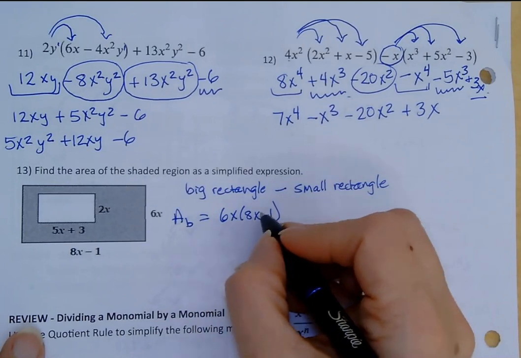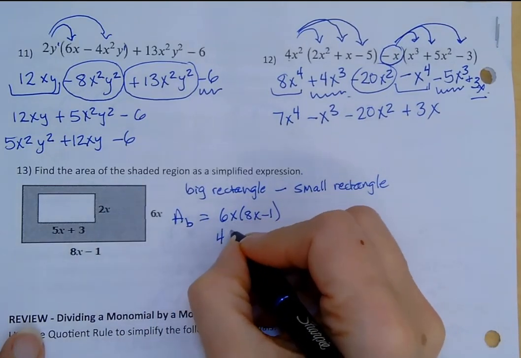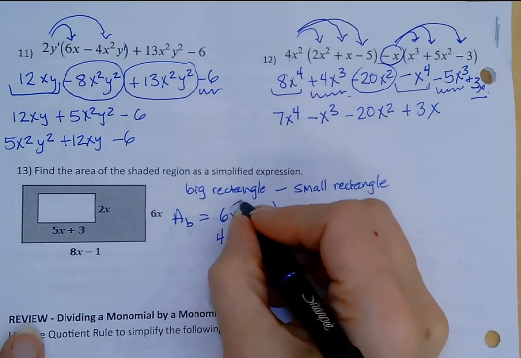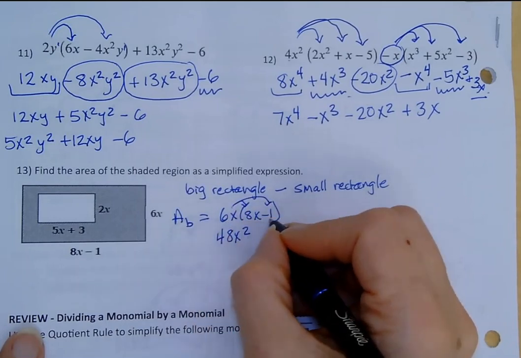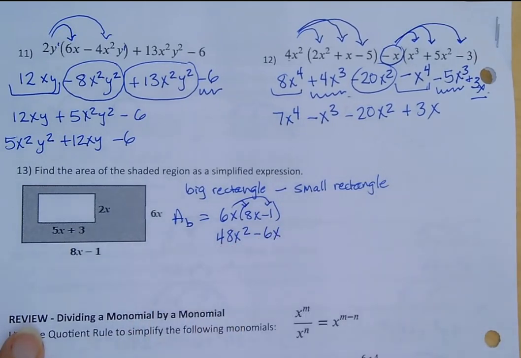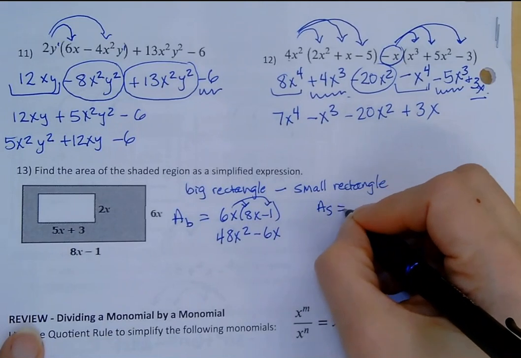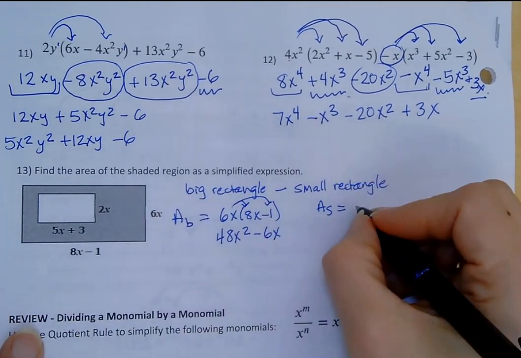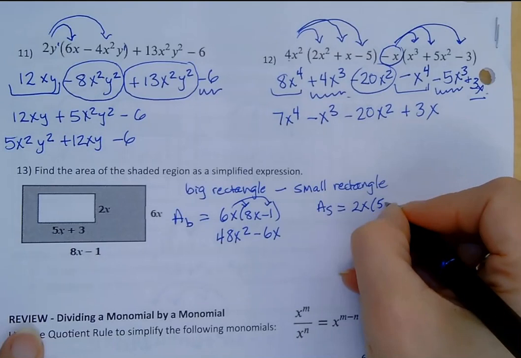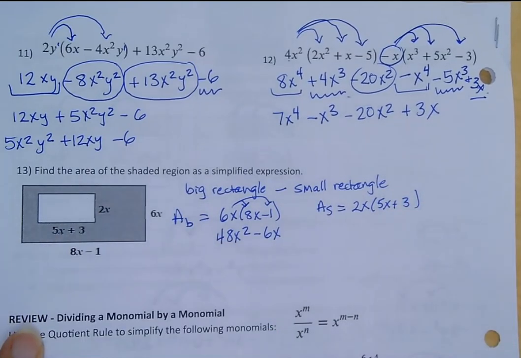Okay, so I know the area of my big rectangle is 6x times 8x, so it's 48x squared. I'm distributing, and 6x times negative 1 is negative 6x. That's my area of my big rectangle. My area of my small rectangle is going to be just that stuff. So it's 2x times 5x plus 3. See? This is the area of the small rectangle.